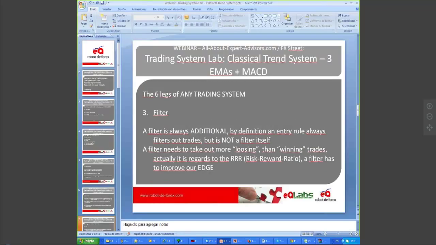Filter. A filter is something additional. This is very, very important. It's something you put on top of the system. Once the system is working, the core, which means the entry and the exit, then you check for improvements, and the first improvement you would look at is a filter. Something that takes bad trades out and leaves the good trades in the trading system. It has to do with the risk-reward ratio. What we are looking for is to improve our edge. That means the percentage you are above the water with the trading system. I will not go into detail, but we have a very precise definition of this edge.